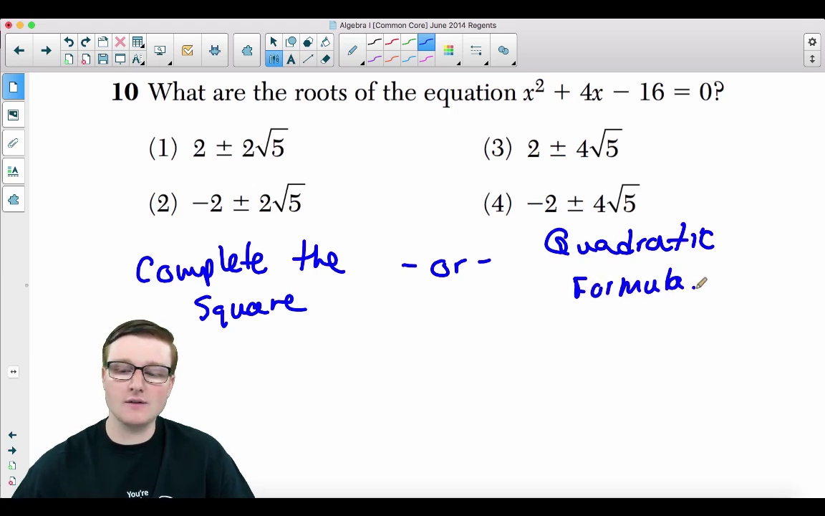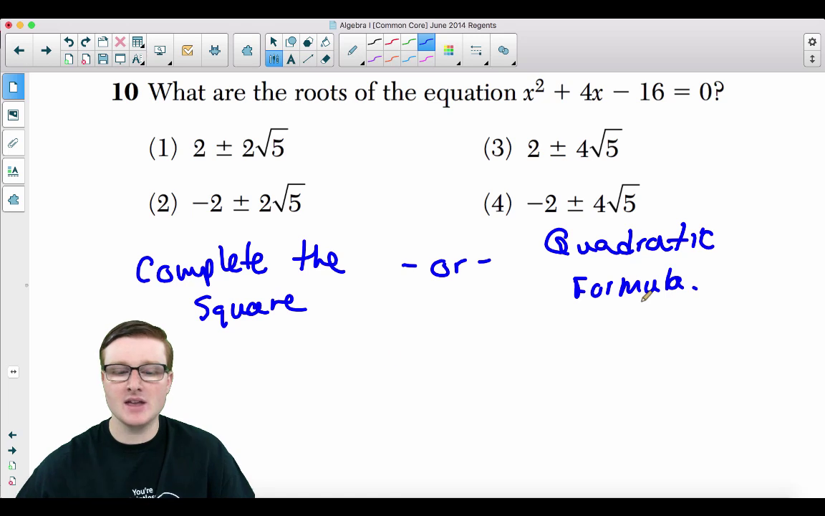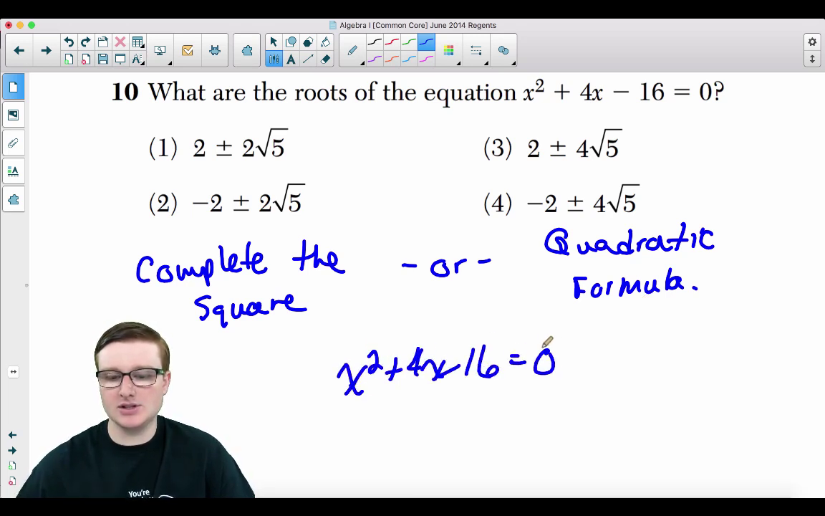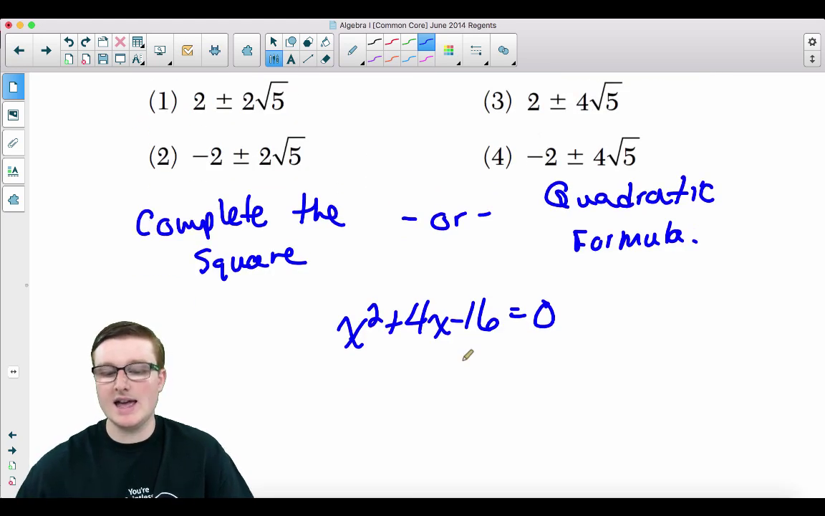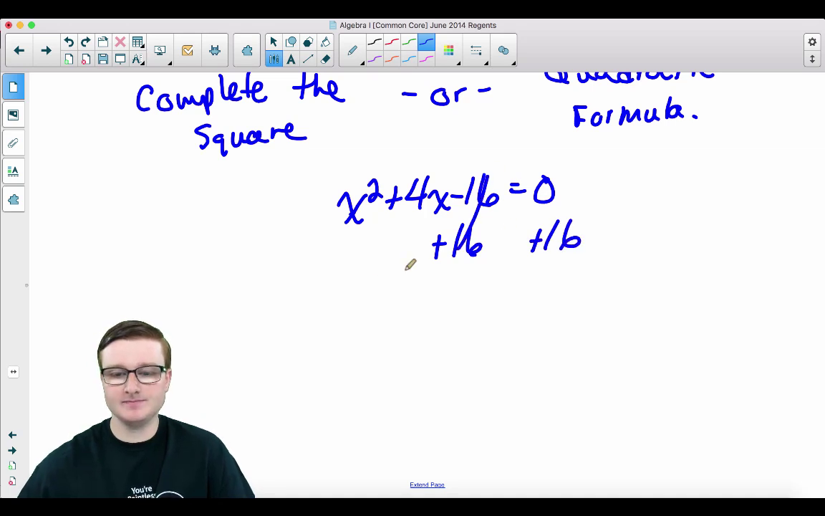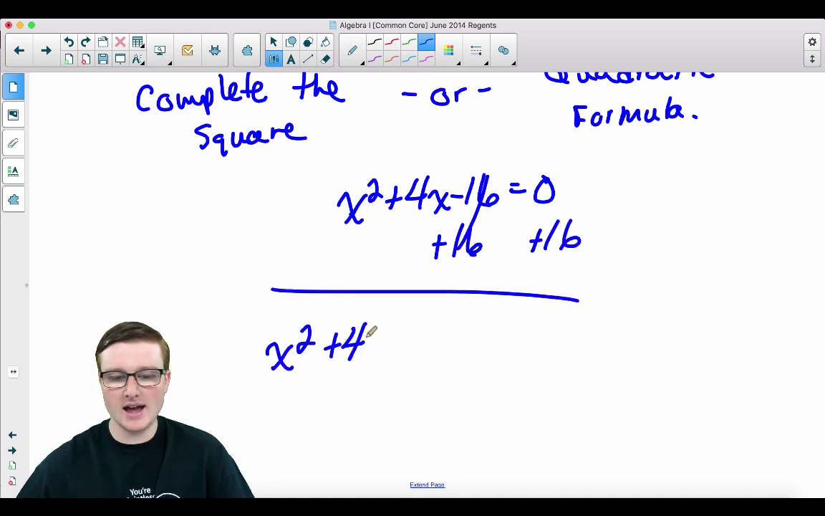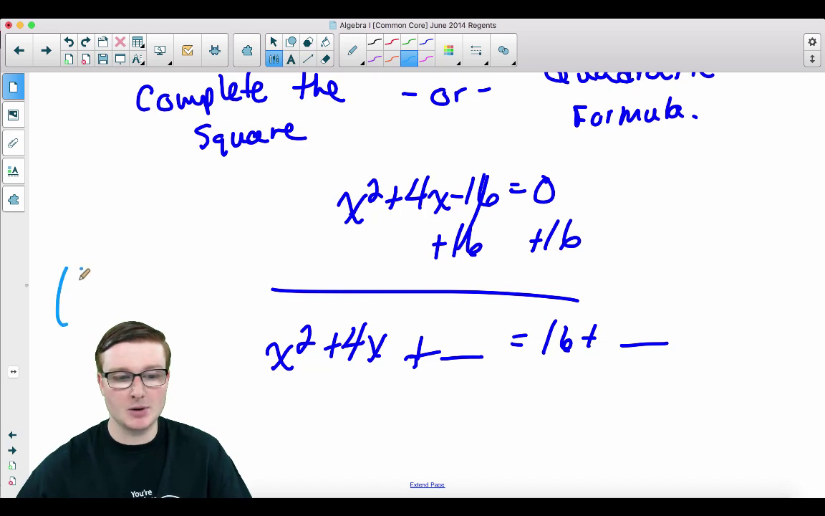Now, I think I'm going to do both. I'm going to do completing the square, and then I'm going to show the quadratic formula. So we have x squared plus 4x minus 16 is equal to 0. I'm going to do completing the square first. Remember that we need to add the numbers to the other side. So I'm going to add the 16 on both sides. We get x squared plus 4x plus something is equal to 16 plus something. I'm going to force a perfect square trinomial.